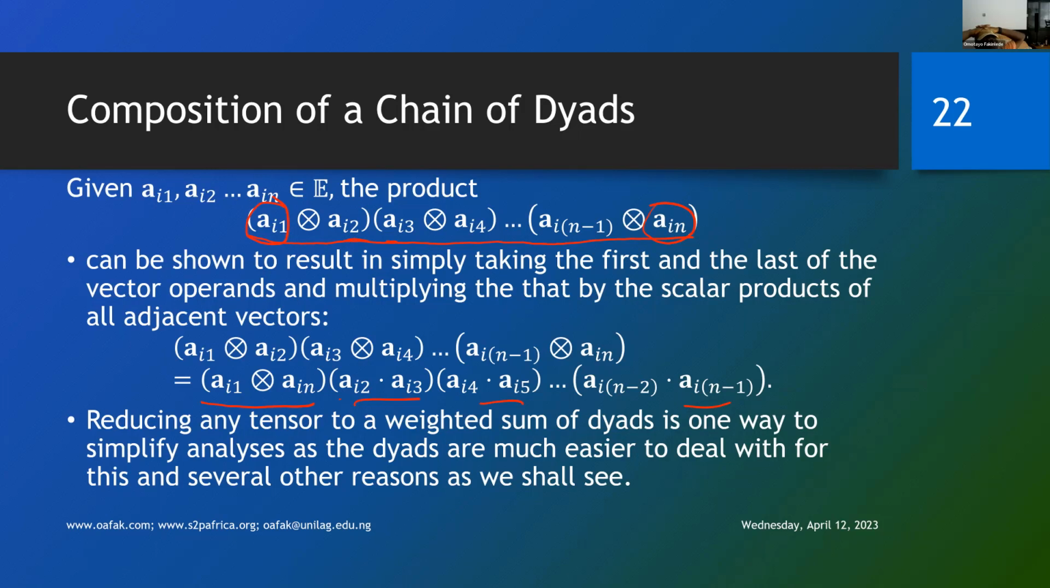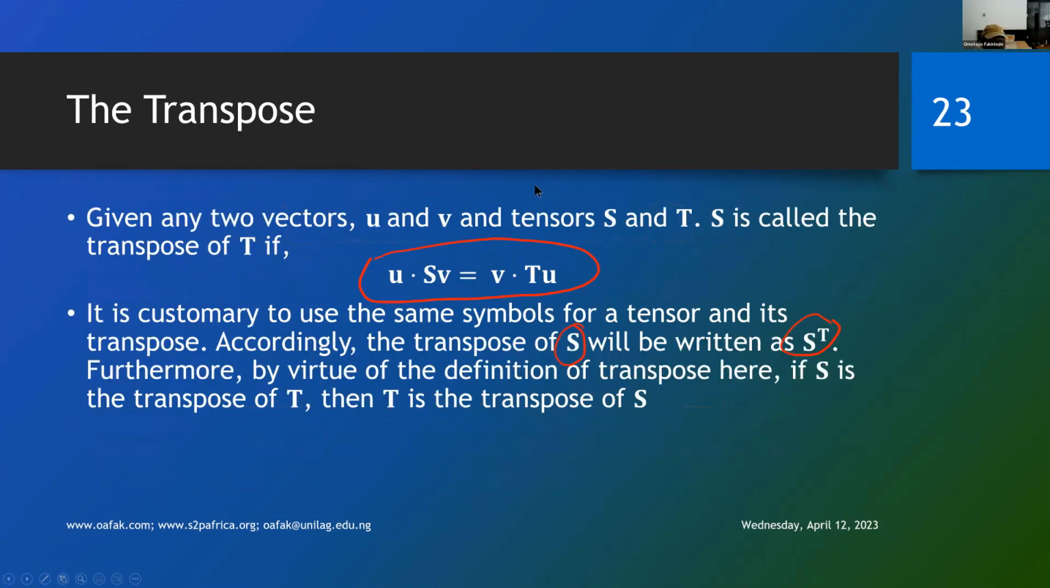These things make life very easy for us when we are dealing with vectors. Similarly, when we are dealing with tensors, we are going to work with dyads every time we have problems. It will give us more things to work on, but the arithmetic becomes very simple. Who doesn't like simple things? So then we introduce the idea of the transpose.